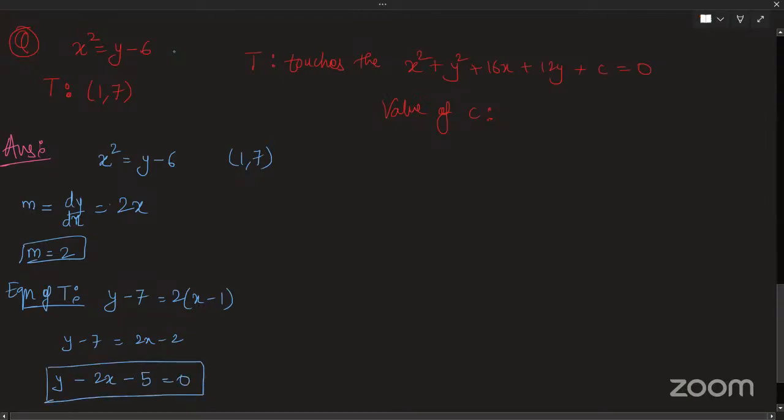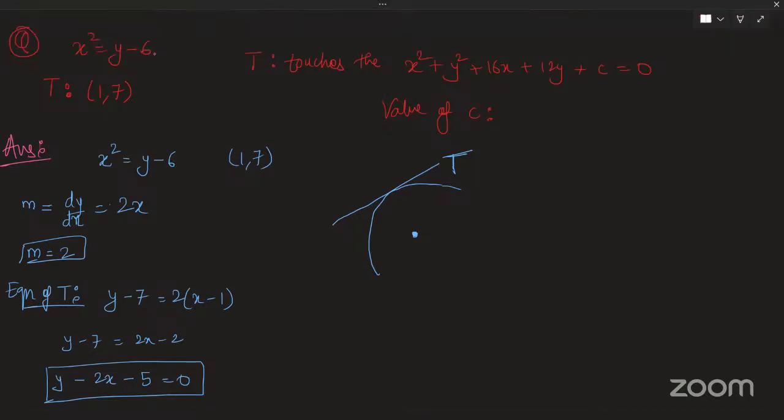Now what is happening is this tangent. I've got this line T, and my line T is touching a circle. So I've got this circle that it's touching. What can I infer from this? This is the circle, this is the center of the circle, and it is touching this line T. What can I infer?